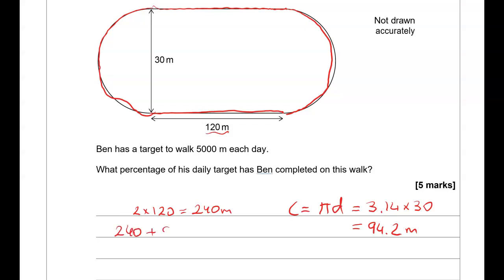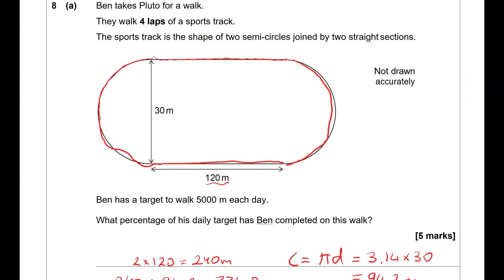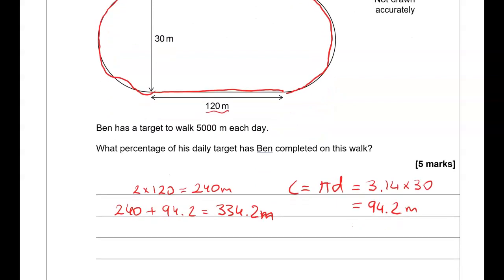So one track will be equal to 240 plus the 94.2, which is 334.2 meters. And they do 4 laps. So we're going to do 4 times 334.2, which is 1,336.8. That's how many meters they do in total.